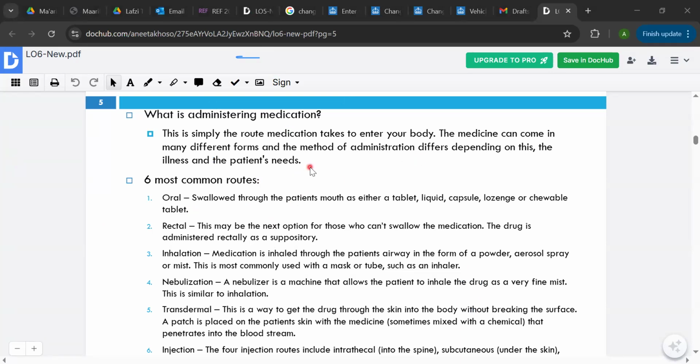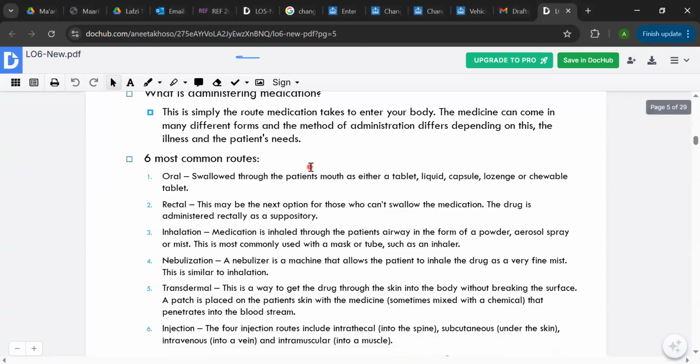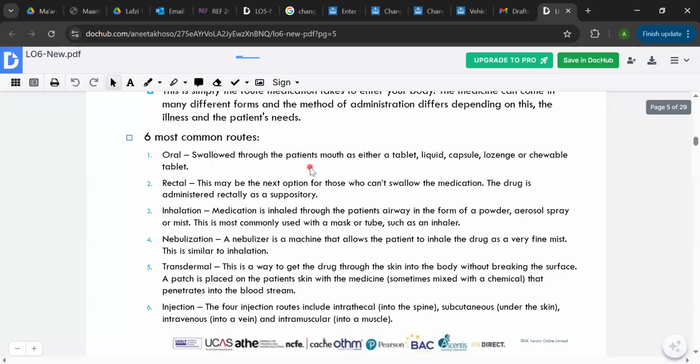Thank you. So what is administration of medication? It's simply the route the medication takes to enter the body. The medicine can come in many different forms, and the method of administration differs depending on this, the illness, and the patient's needs. The 6 most common routes are oral, rectal, inhalation, nebulization, transdermal, and injection. I'm not going to go into details. You know what forms these are.